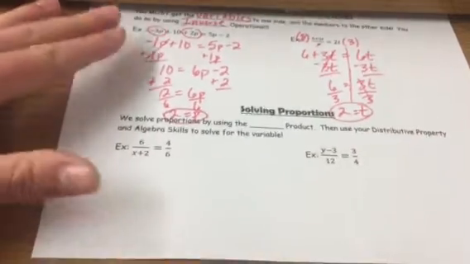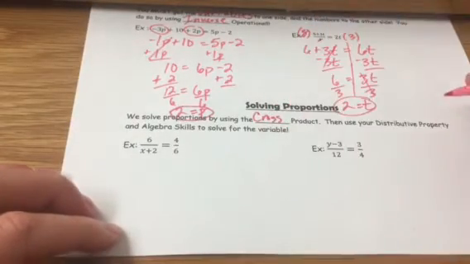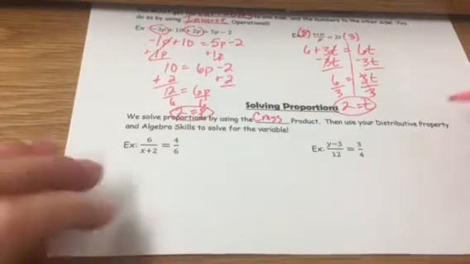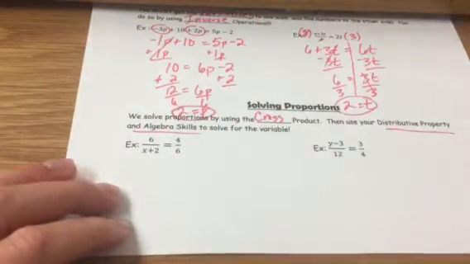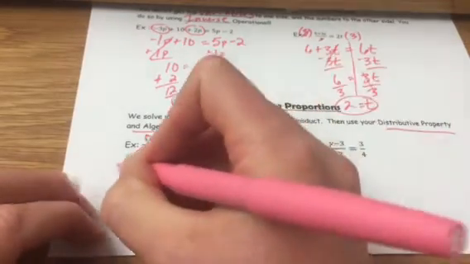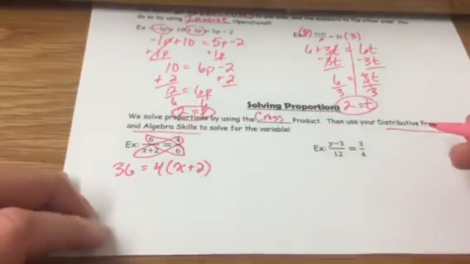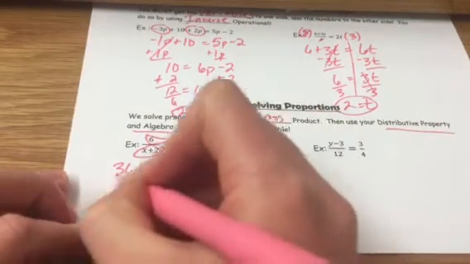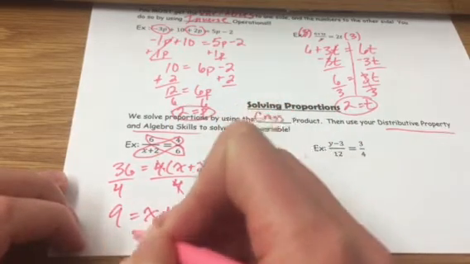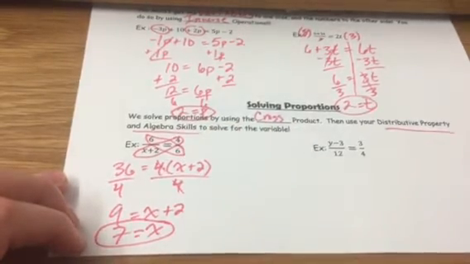And lastly, we talked about solving proportions where we use the cross product. You can use the equivalent fraction route as well, but I'm just going to jump into cross product. And then we can use our distributive property and algebra skills to solve for the variable. So I'm going to use my cross product, and I get 36 equals 4 times x plus 2. It's the whole thing. I'm going to divide by 4 first. So that's 9 is equal to x plus 2, which means x is equal to 7. So we subtract 2 from both sides.